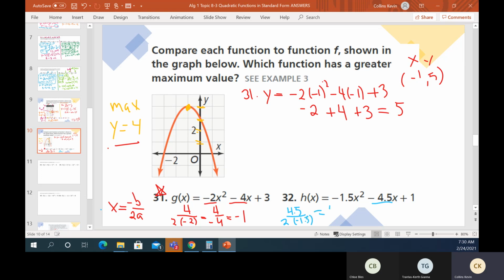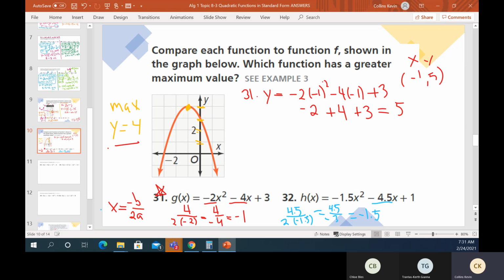All right, so we do that. So we're going to have 4.5. And then 2 times negative 1.5 is going to be minus 3. So this one is really negative 1.5. And we'll use decimals for this one. That's okay.